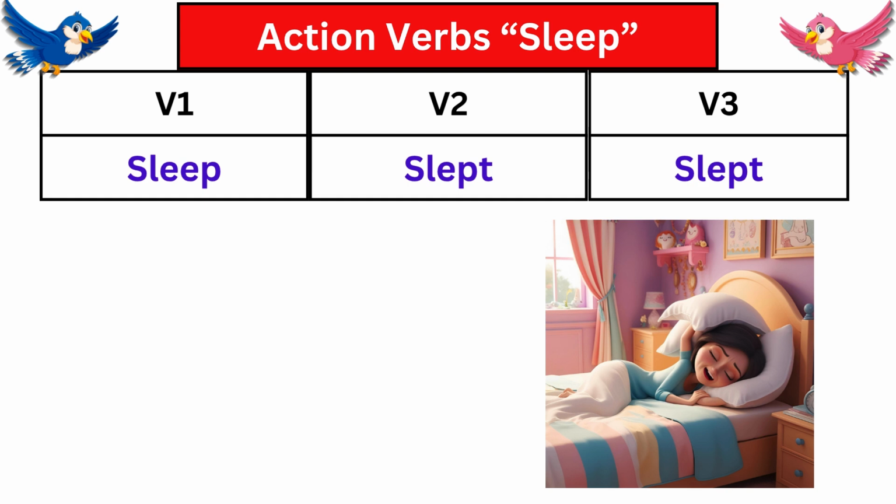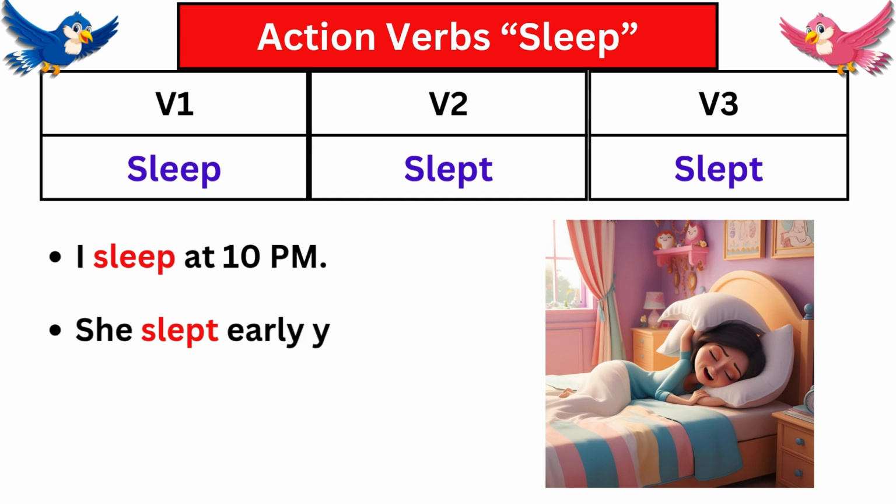Now, let's use these words in sentences. V1, present simple: I sleep at 10 p.m. This means I do this regularly. V2, past simple: She slept early yesterday. This happened in the past.